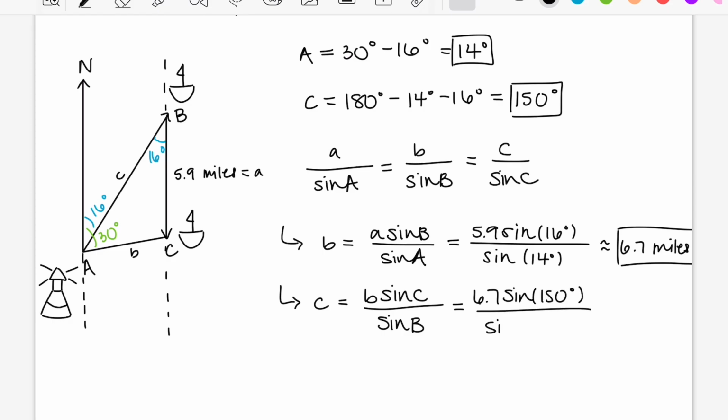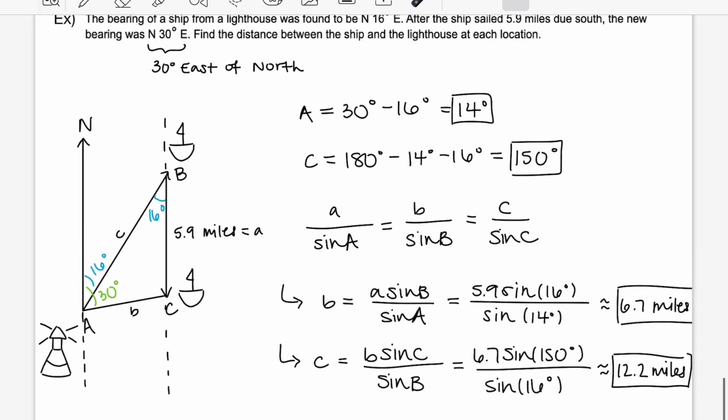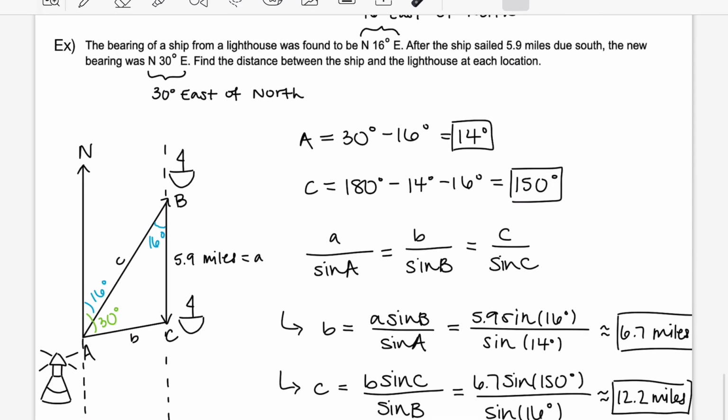Plugging in this information, we get this here. And then we'll plug this into a calculator and we get approximately 12.2 miles in this case. So that means the distance between our lighthouse and our ship at this first location here is going to be 12.2 miles. Alright, so that'll be it for this video.